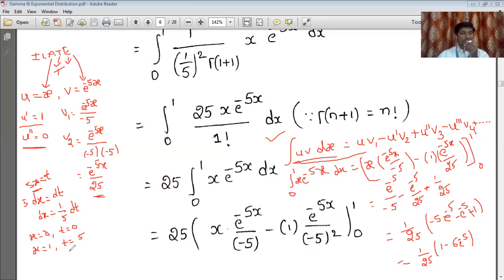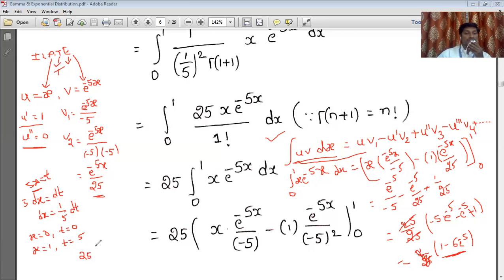It means we are converting the entire terms in terms of t. So simply what we can write here is 25. Okay, so here 25 is there, and 25 also, so it cancels, and here you will get 1. So the final answer is 1 minus 6 e power minus 5.